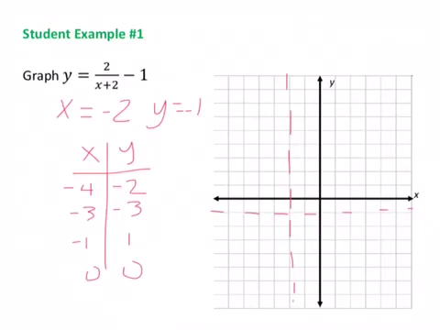So we'll plot those points. -4, -2, -3, -3, and -1, 1 with 0, 0. And it comes down through here.